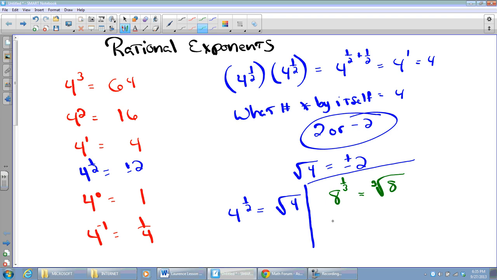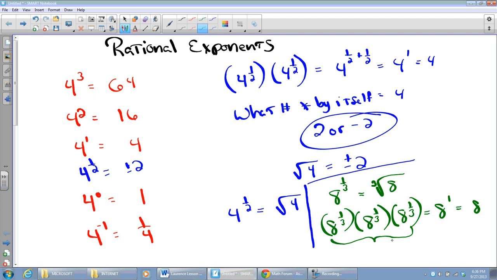Because this would mean if I did 8 to the 1/3 times 8 to the 1/3 times 8 to the 1/3, that would be the same as 8 to the first, which is 8. So what number times itself again equals 8? Well, 2. 2 times 2 times 2 would equal 8. So therefore, 8 to the 1/3 must be the same as 2. Well, how can I get that? Taking the cubed root of 8.